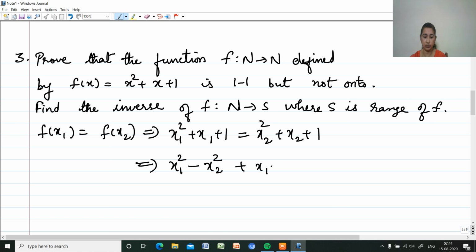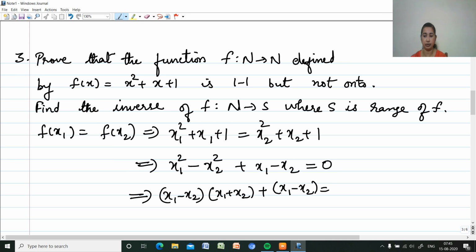In the same way, plus x1 minus x2 also goes to this side, and 1 gets cancelled because it is there in both terms, plus 1 and plus 1. Then we can see that x1 square minus x2 square can be written as x1 minus x2 into x1 plus x2, plus the second term x1 minus x2, equal to 0. Here x1 minus x2 is common, and the remaining is x1 plus x2 plus 1, equal to 0.